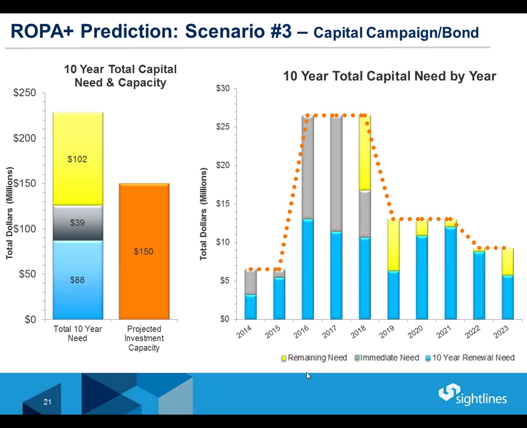Then another question that came up was, what additional data do we need for the ROPA Plus piece? And I'd say there's kind of two elements to that. For the prediction piece, that will require another meeting.